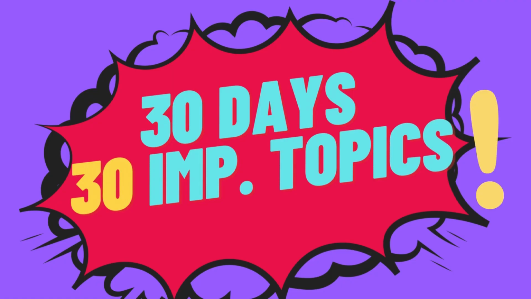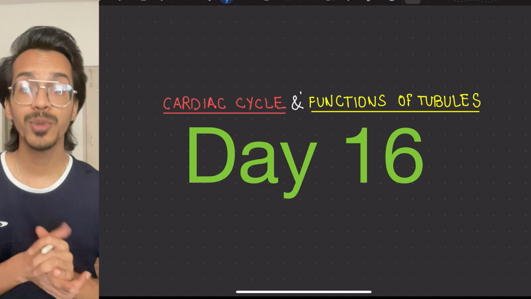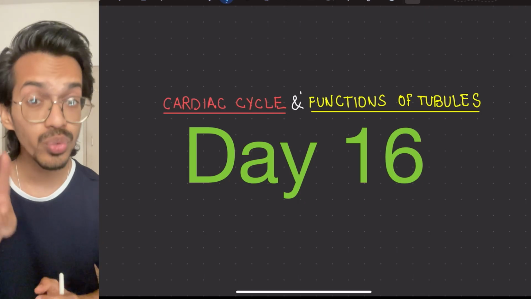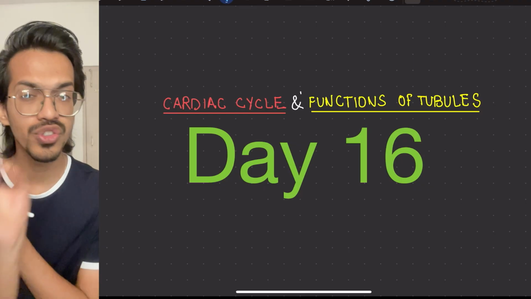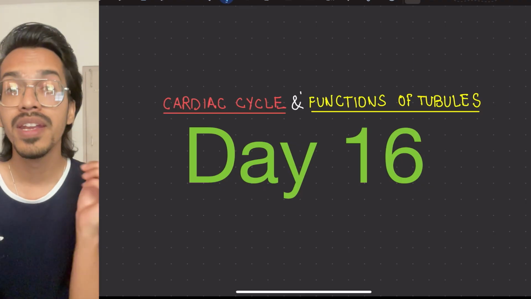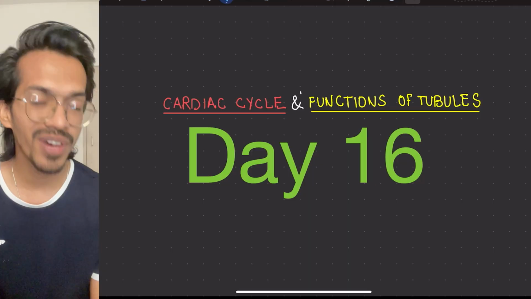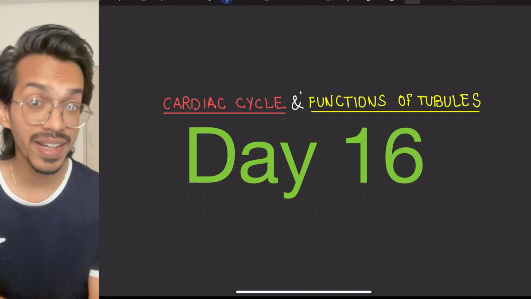Chalo, let's complete it. So in today's class, we're gonna be covering two different topics from two different chapters which are equally important. What are they? Number one is the cardiac cycle. Number two is the functions of the tubules. Starting with the cardiac cycle.